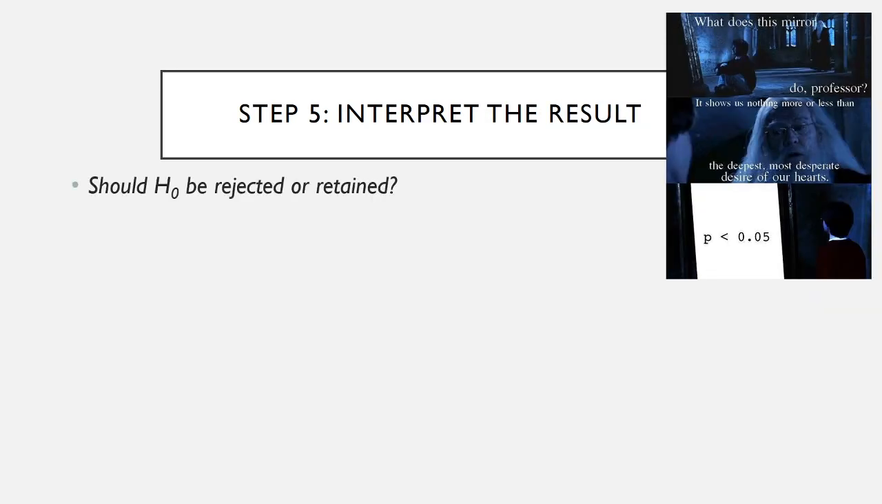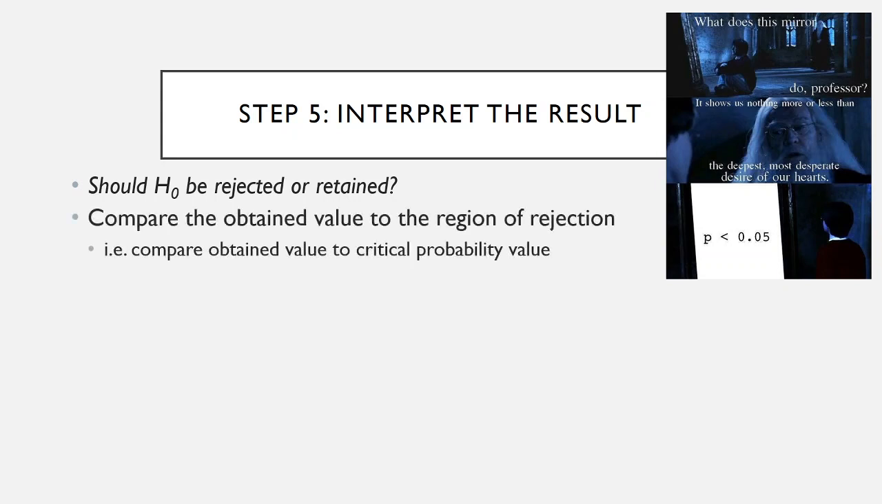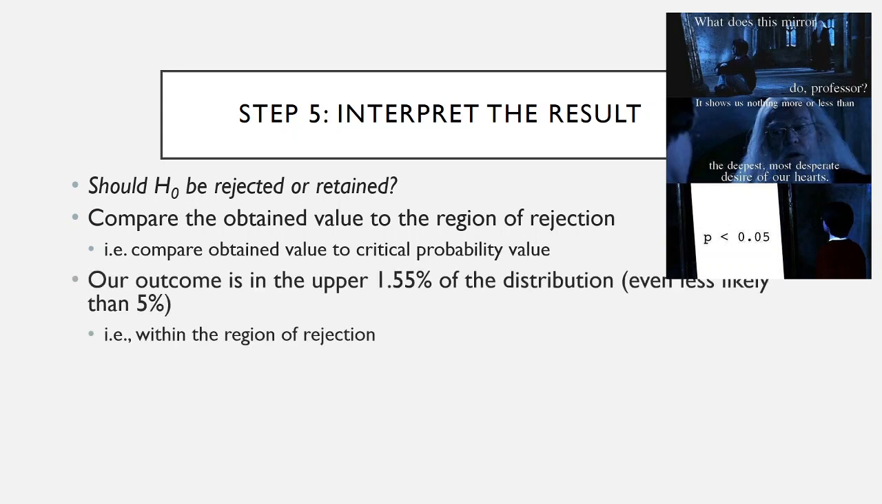All right, so finally, we're seeing the light at the end of the tunnel. We need to interpret our results. Basically, did we make it past p equals 0.05? We're going to compare our obtained statistical value to the region of rejection. Again, we compare our obtained statistical outcome to the critical probability value. So in this case, we're dealing with probabilities. So did our outcome make it past 5% likelihood of happening?